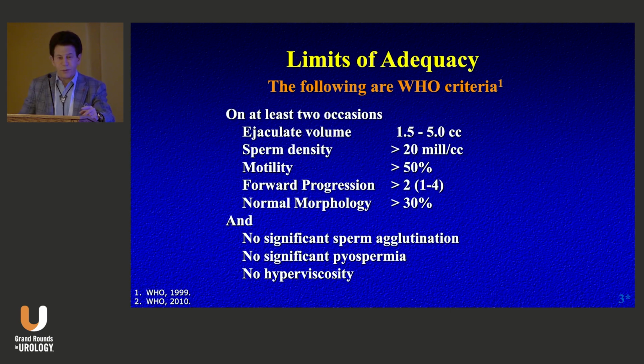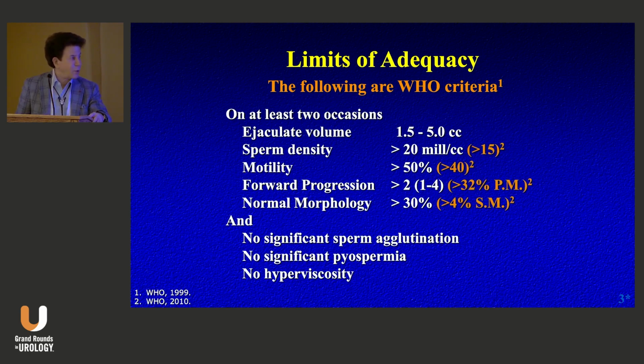These were established by the World Health Organization through several iterations. This is what they did in 1999. And the sperm density, they said, should be above 20 million, the motility above 50%, and morphology above 30%. And that was morphology where they just eyeballed the sperm under the microscope and kind of approximated what the normal percentage was. And then we go to 2010.